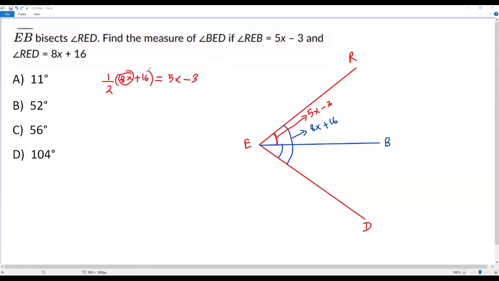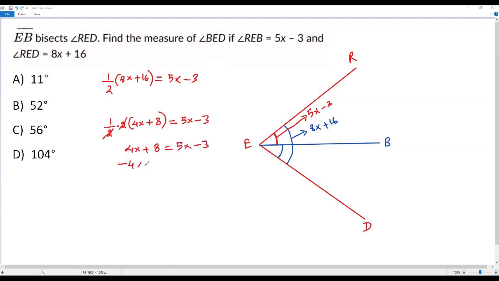Here, both 8x and 16 are multiples of 2, so we can factor 2 out from the expression 8x + 16. Then I get 1/2 times 2 times the parenthesis. When 2 is factored out, to get the terms inside the parenthesis we divide the terms of the expression by 2. When I divide 8x by 2, I get 4x. When I divide 16 by 2, I get 8, equals 5x - 3. Now we can cancel the 2 and 2. 1 times (4x + 8) is just 4x + 8 equals 5x - 3.